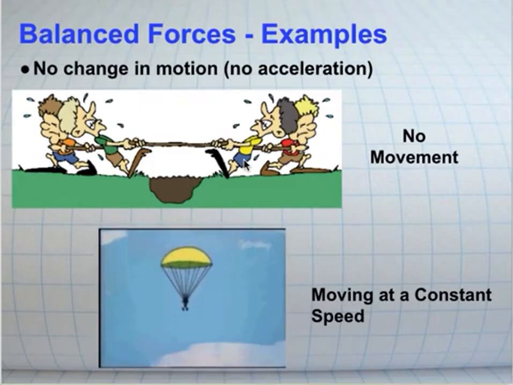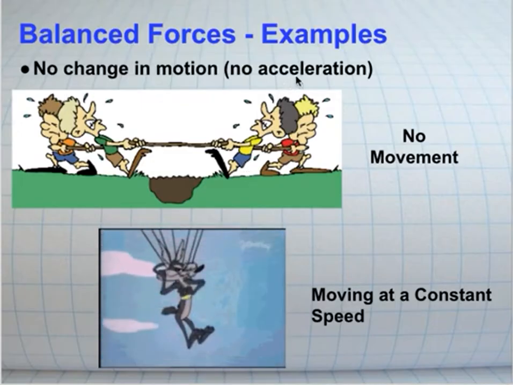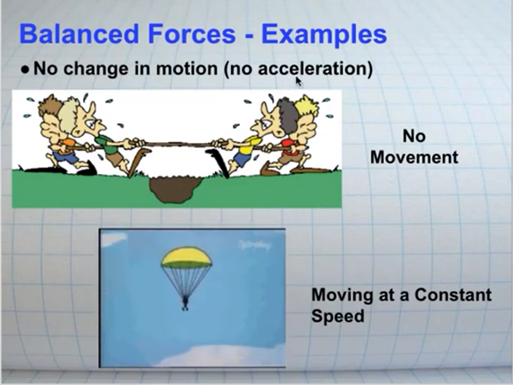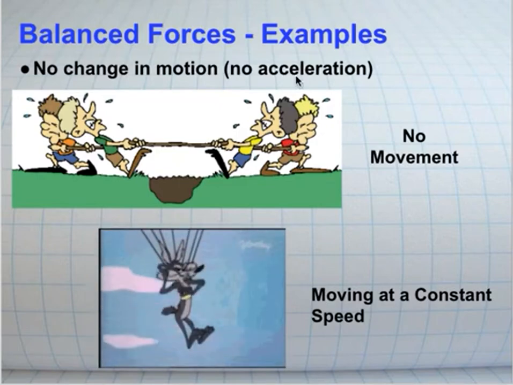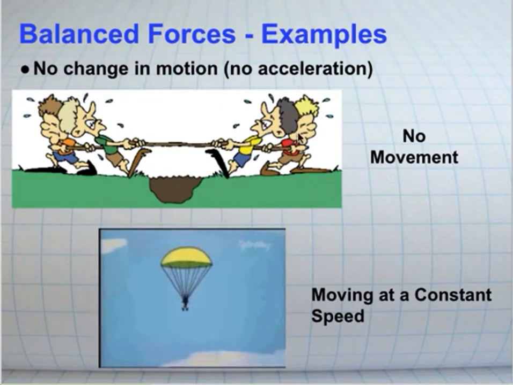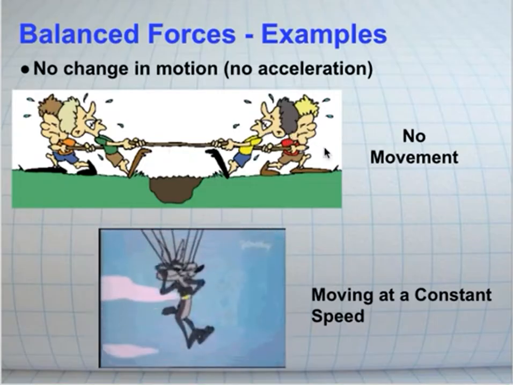Well, why is it that they're not moving or they're not accelerating? That's because both sides are pulling with equal amounts of force. So you can have it where balanced forces create no movement whatsoever.